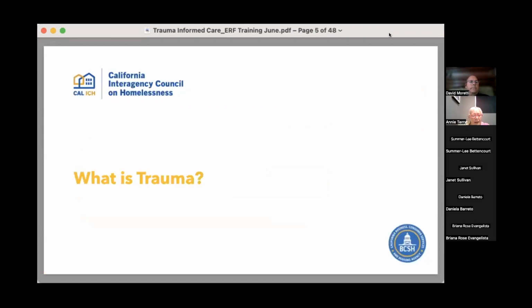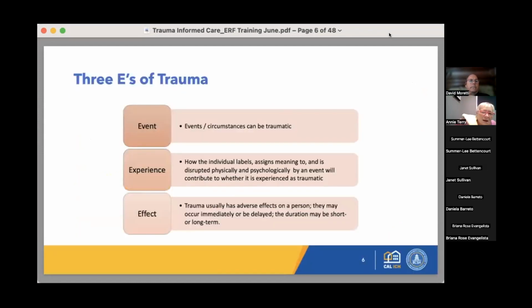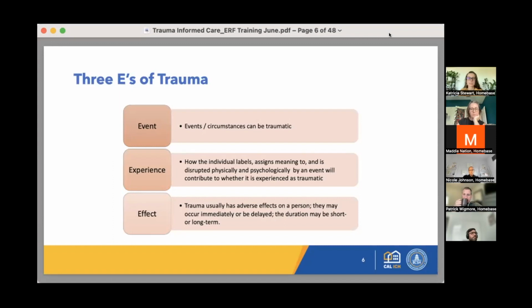All right, so getting right into it. What is trauma? One way that we like to talk about trauma is with the 3 E's. So the 3 E's are event, experience, and effect. So an event or a circumstance can be traumatic for someone. An experience or how someone experiences an event or circumstance can be traumatic. So the way that they label or assign meaning to, or the way that someone is disrupted physically or psychologically by an event will determine whether it is experienced as traumatic. So an event that is traumatic for one person may not be traumatic for another person based on their experience of it. And then effect. Trauma usually has an adverse effect on a person. Those effects may not occur immediately, or they may be delayed, and the duration may be short or long term.